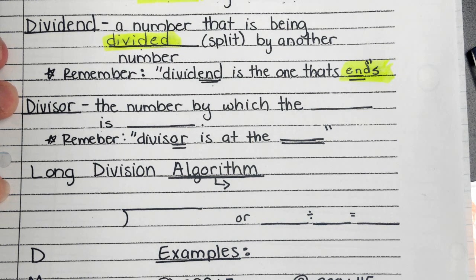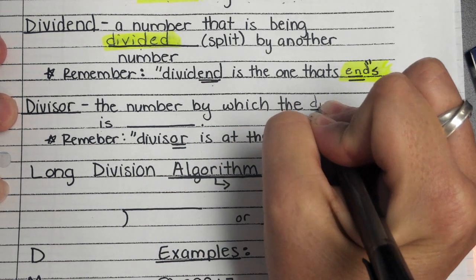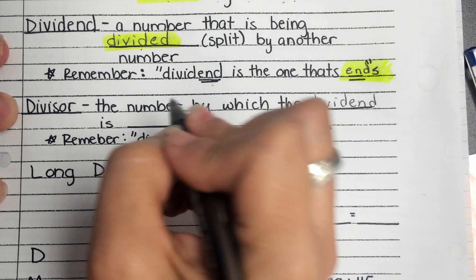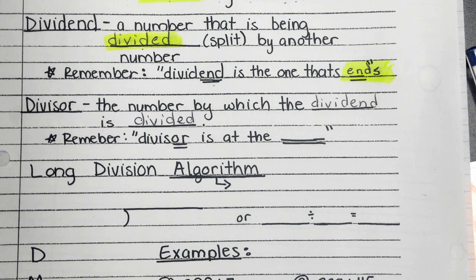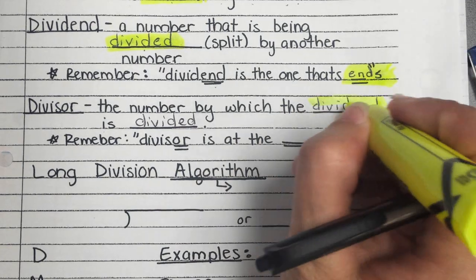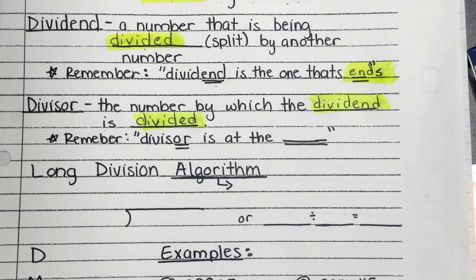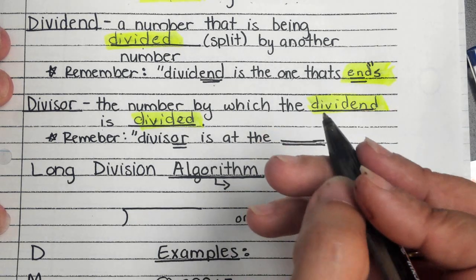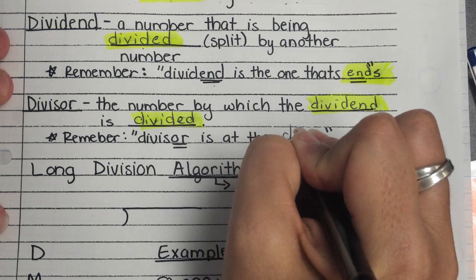Okay, and then the divisor is the number by which the dividend, very good, is divided. It's a lot of wordage that can be confusing. The dividend by the divisor. And remember, divisor is at the end. We got in the house, outside the house. The divisor's knocking on the door. And I'm going to explain that better in just a second.